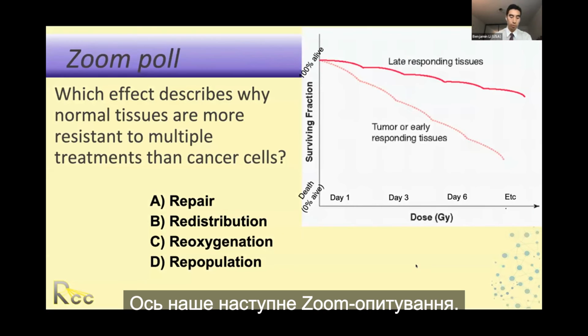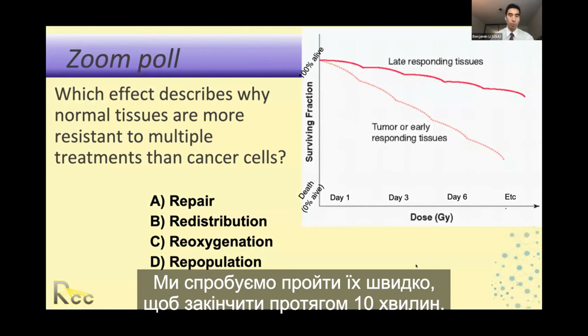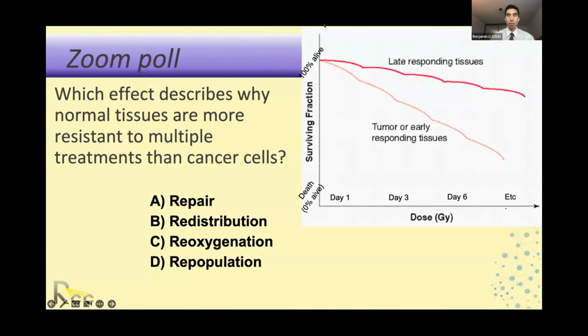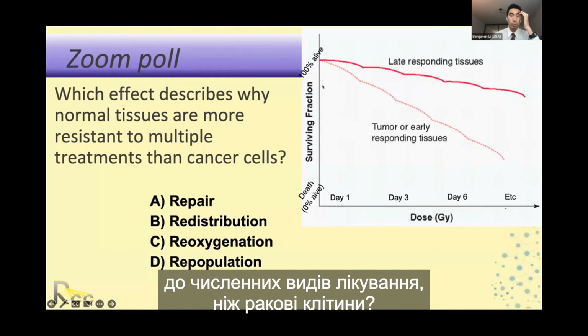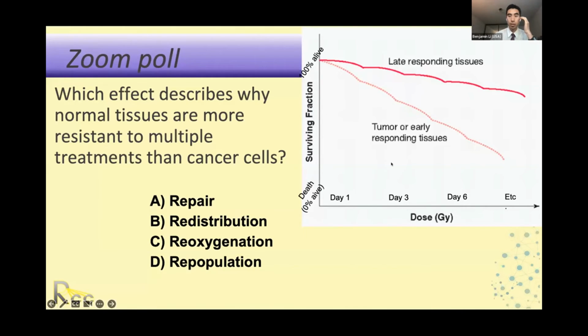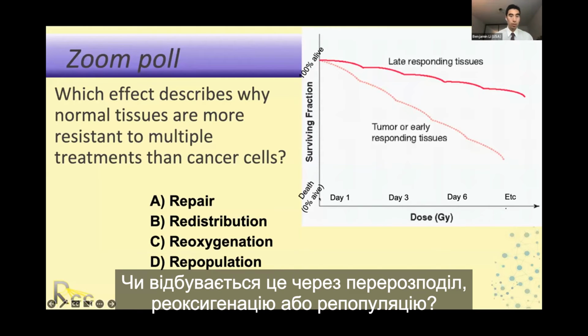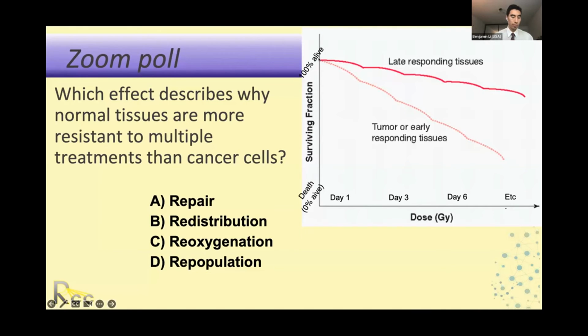So here's our next Zoom poll. We'll try to go through these quickly to maybe finish within 10 minutes. So here's a question. Which effect describes why normal tissue are more resistant to multiple treatments than cancer cells? Is it due to repair? Is it due to redistribution, reoxygenation, or repopulation?